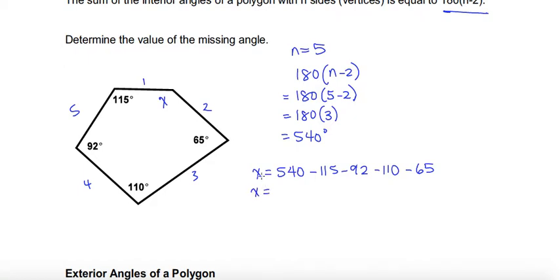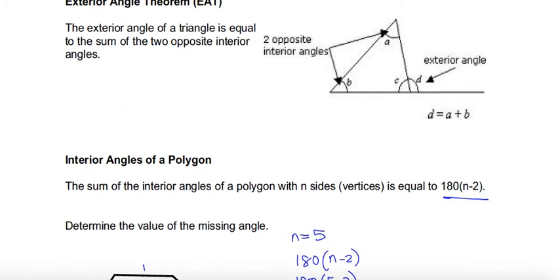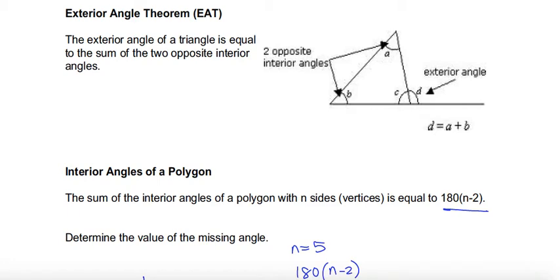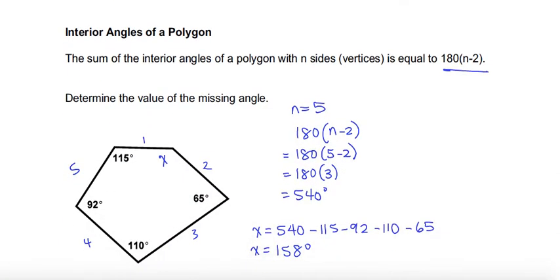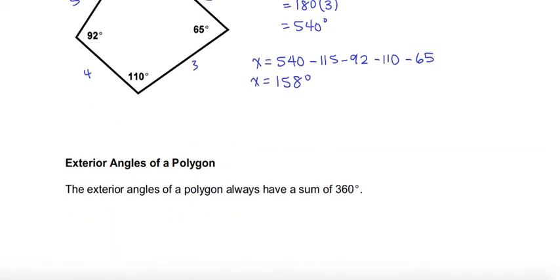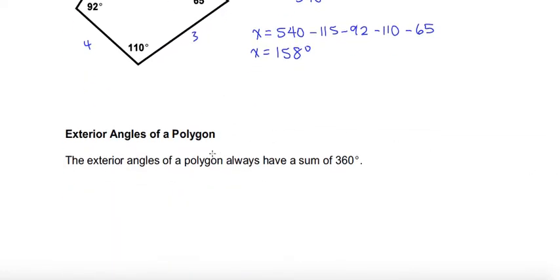So 540 take away 115 and 92 and 110 and 65 is equal to 158 degrees. So that's a strategy and formula to refer to. This sheet will be very helpful for you to add to your collection of formulas and theorems to refer to. And then the exterior angles of a polygon, which we discovered: the exterior angles of a polygon will always have a sum of 360 degrees.